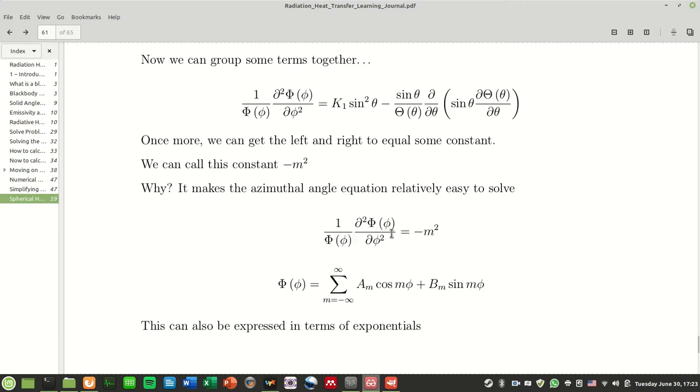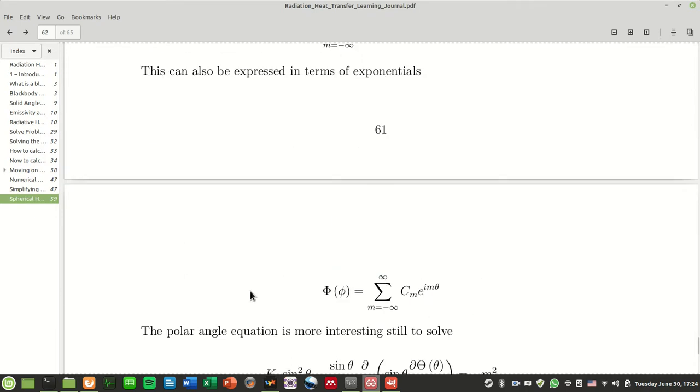You can see here, the second derivative of capital Phi with respect to phi, times 1 over Phi, equals minus m squared. If you multiply both sides by this big Phi term, it will look exactly like a simple harmonic equation, and that is one part of the spherical harmonics. It is this simple harmonic equation where you have cosine and sine functions here. So this one is pretty trivial. I won't talk too much about it.